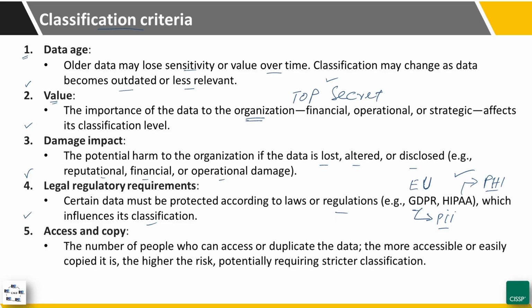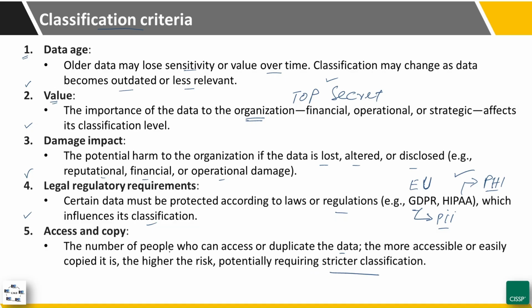And the last criterion is access and copy. The number of people who can access or duplicate the data, the more accessible or easily copied it is, the higher the risk, potentially requiring stricter classification. So what does number 5 tell us?